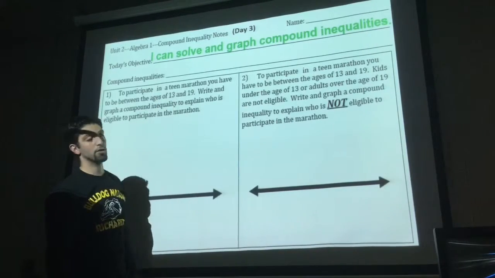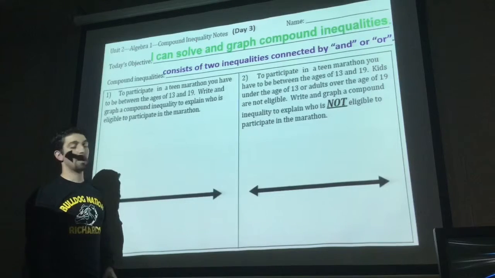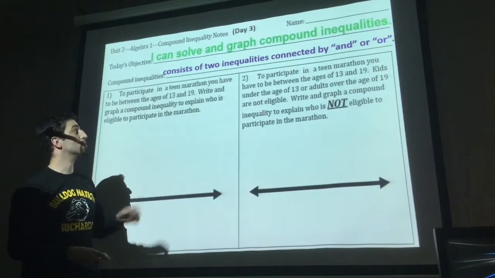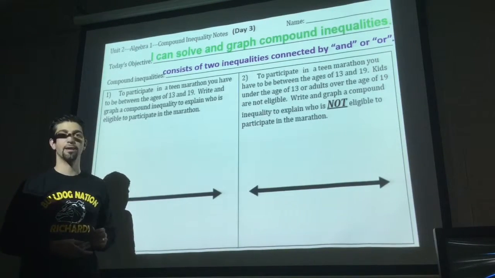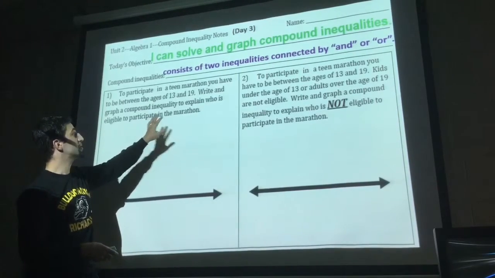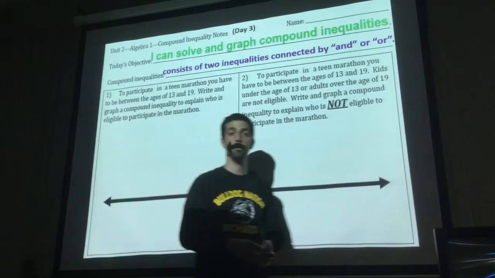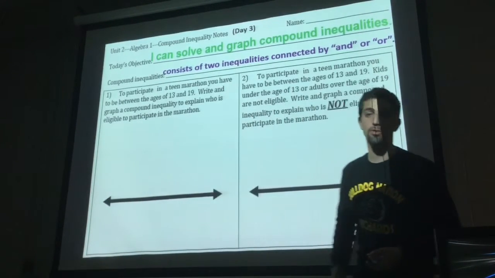Now I know you've seen this three times already, but let's just go ahead and write it down. A compound inequality consists of two inequalities connected by an and or an or. Now for number 1 and 2, this is review, so I'm going to give you a second to do this on your own, and then we're going to go over it. So go ahead and do that on your own right now.